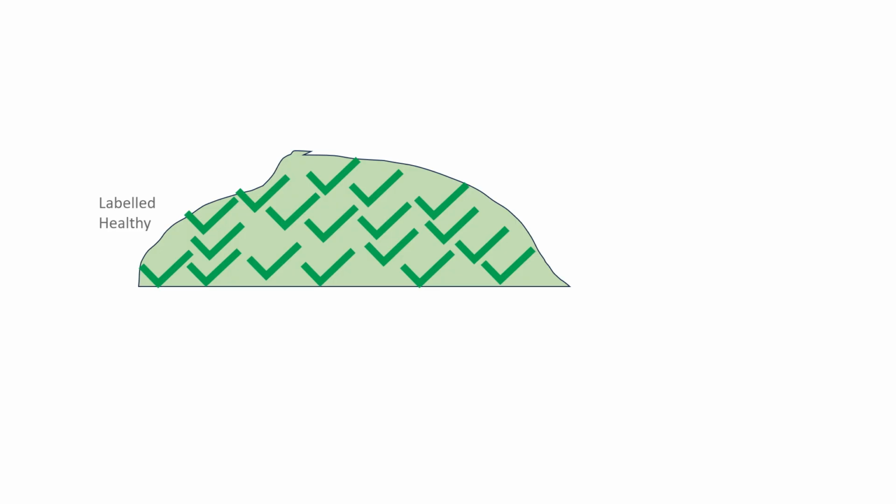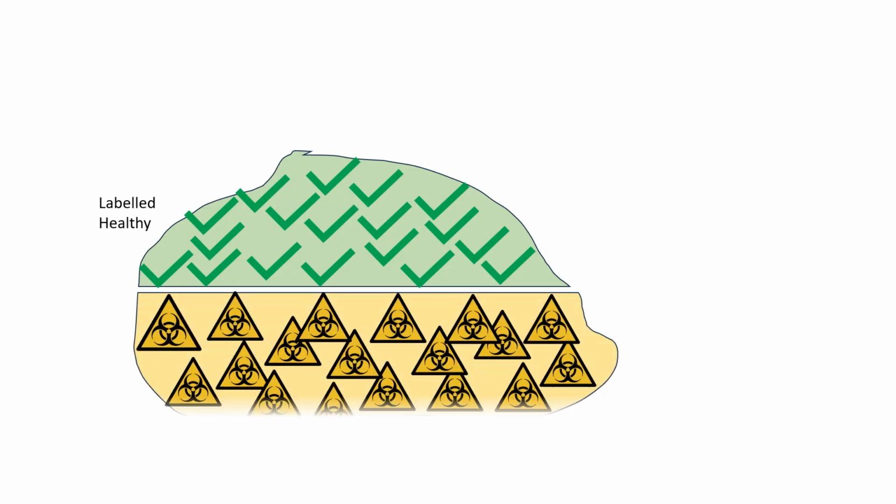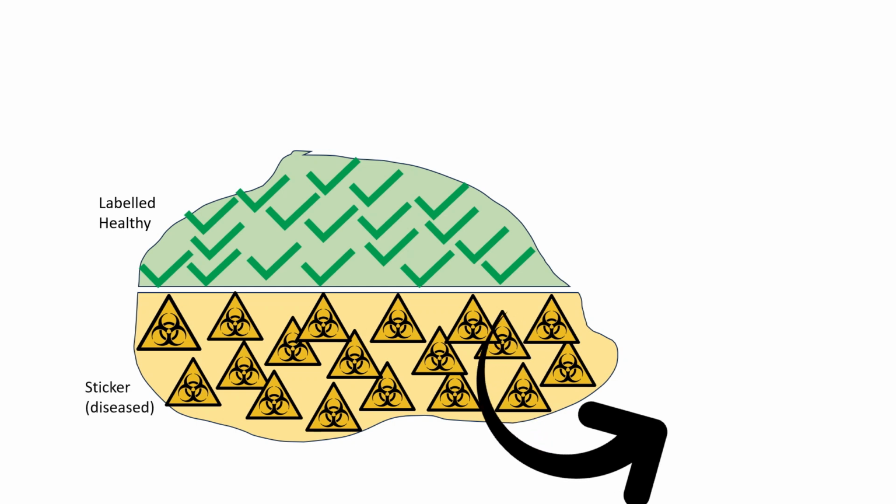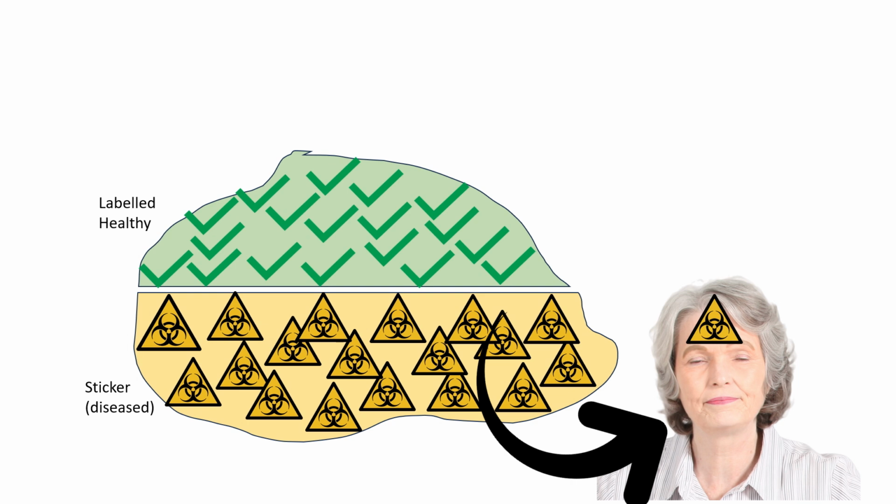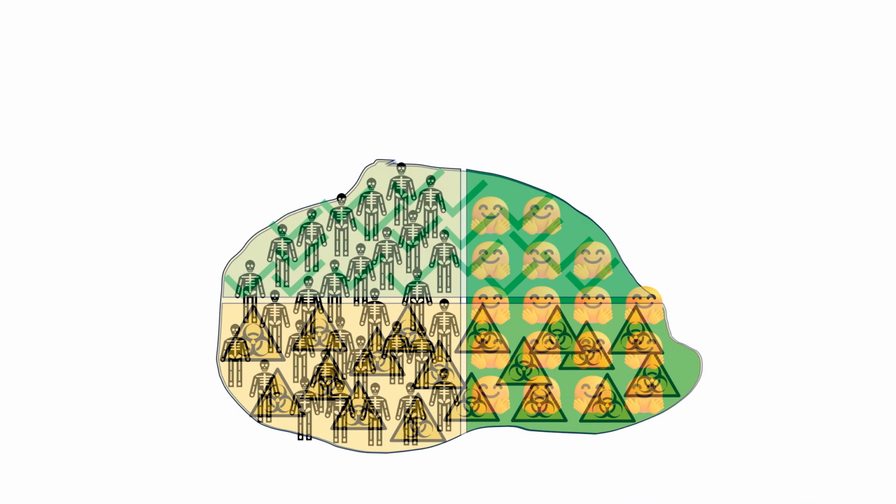Suddenly, there's a new dictator in town and he declares that anyone living in the top half of the country is now considered healthy no matter what. Anyone living in the bottom half is now considered sick no matter what, and they have to wear this sticker on their forehead. This rule creates a clear visual pattern.